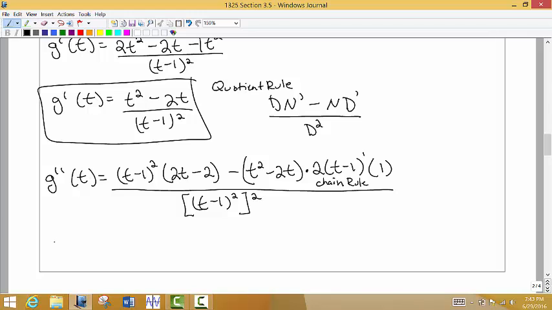Alright, now you could stop right there. Perfectly fine and acceptable on the exam. If you choose to try to simplify a little bit more, you can do that. I'm not going to simplify very much here. I'm just going to do a very simple simplification.